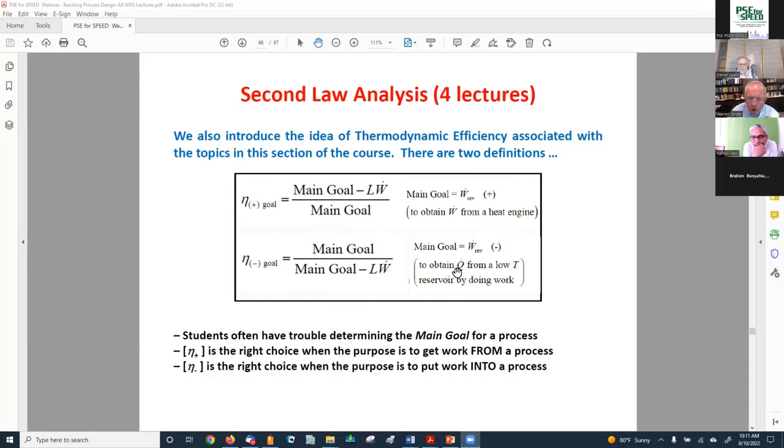If your main goal is to obtain heat from a low temperature reservoir by doing work, that's negative. What you want to do in that case is do as little work as possible. This is going to be a negative main goal, so you'd put that in here. This is negative, and the lost work itself is positive, but it's going to be negative here. So what you have is a ratio which is somewhere between 0 and 1, and that's the thermodynamic efficiency.